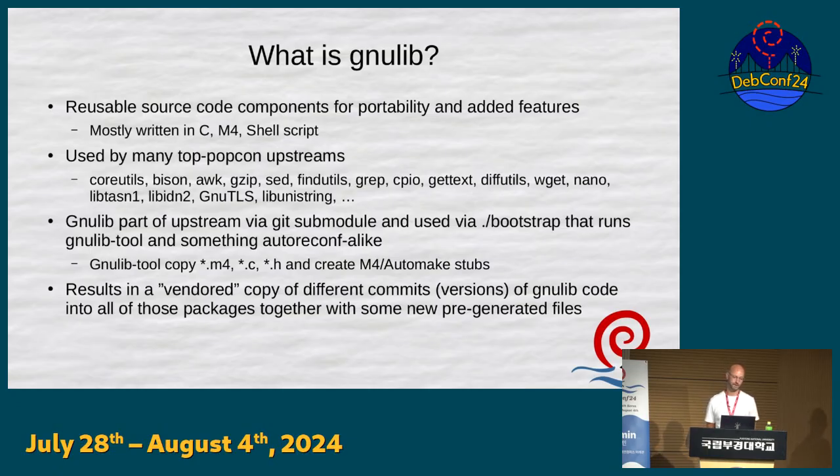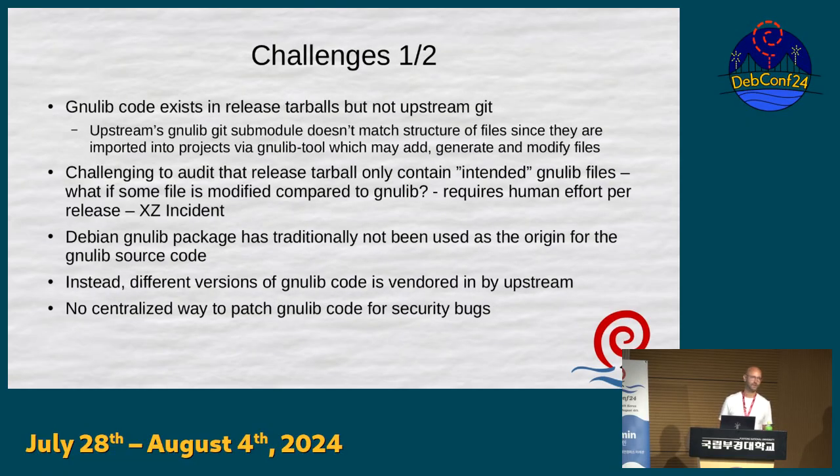All these packages and more that you see here, they will use whatever latest version of gnulib is available in Git when they prepare their release. That's how it usually works. And that presents some challenges. This gnulib code exists in the tarballs, but not in upstream Git normally.